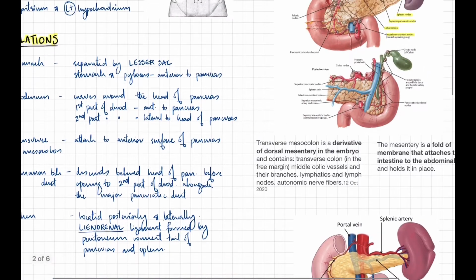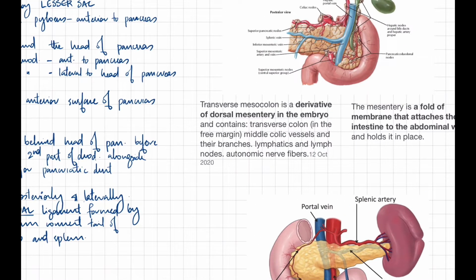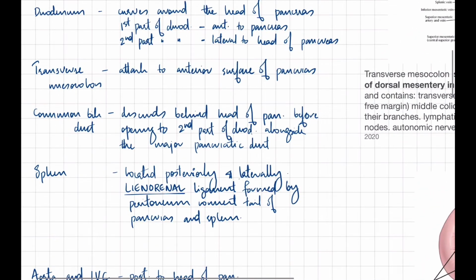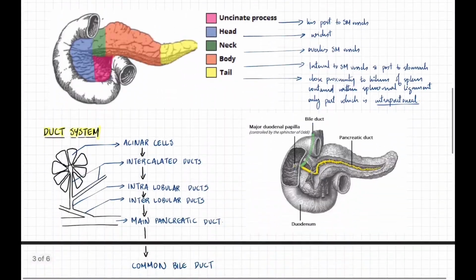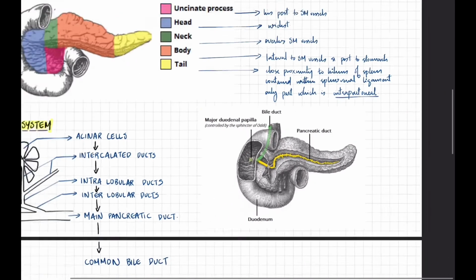Transverse mesocolon attaches to the anterior surface of pancreas and it is a derivative of dorsal mesentery in the embryo, and it contains the transverse colon, the middle colic vessels and its branches. Common bile duct is another relation and it descends behind the head of pancreas before opening to the second part of duodenum alongside the major pancreatic duct. Here you can see the bile duct coming posteriorly and it is joined by the major pancreatic duct and opens into the second part of duodenum.